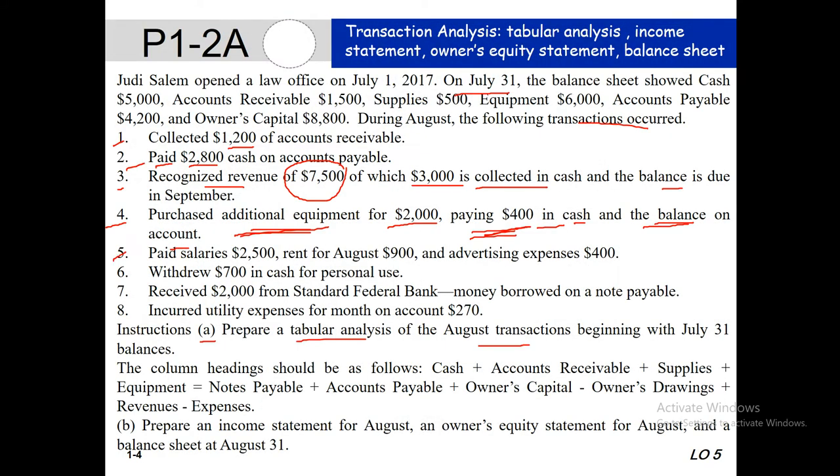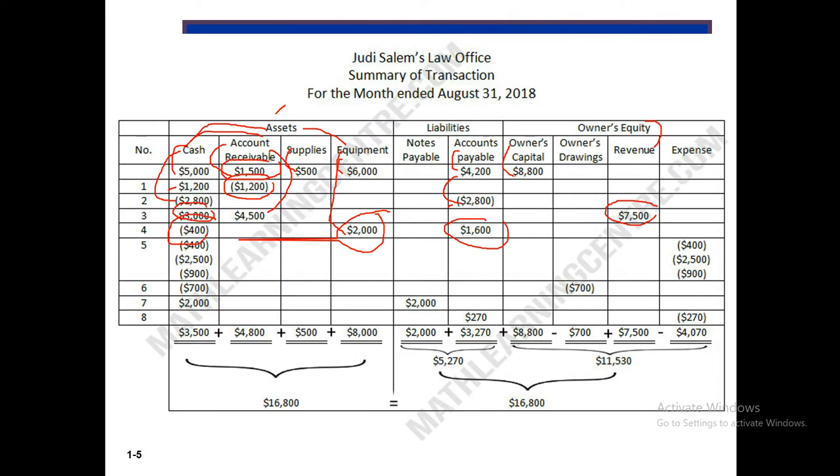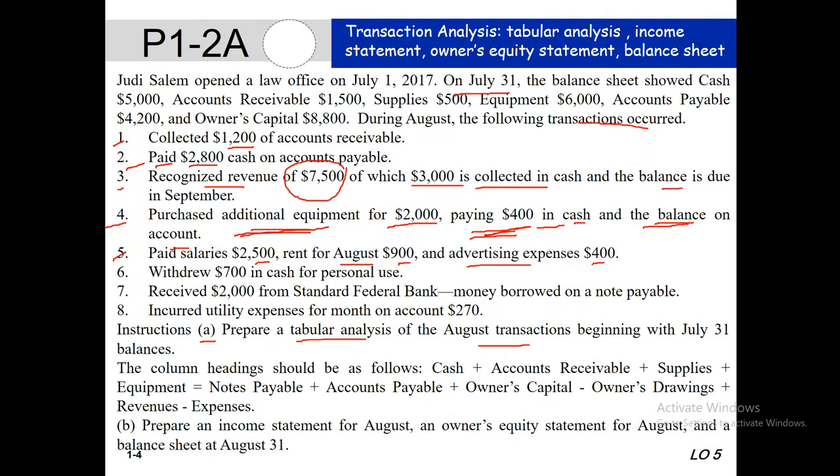Now transaction 5, paid salaries 2500, rent 900, and advertising expenses 400. For this transaction our asset cash will be decreased and owner's equity will be decreased due to expense categories. I think it is clear to everybody. So this is our asset, this is cash. Cash will be decreased here, and our owner's equity will be decreased due to expense categories. This portion.